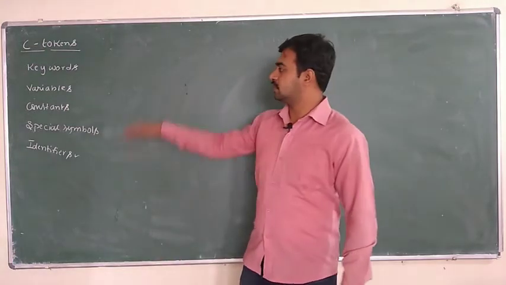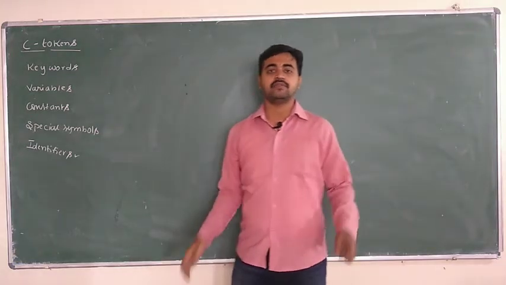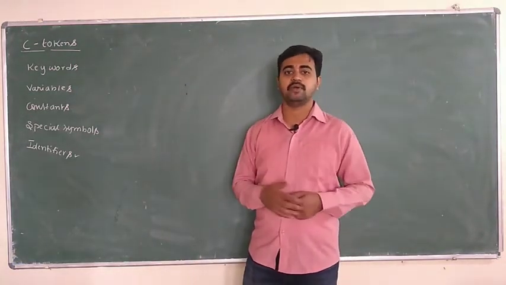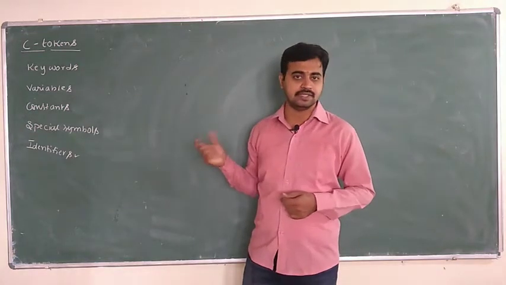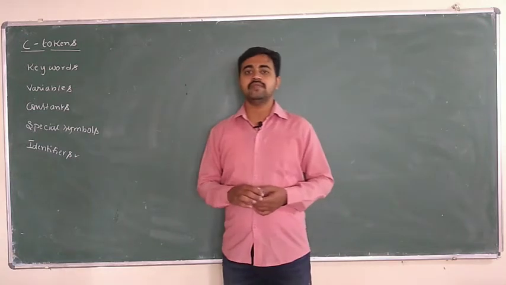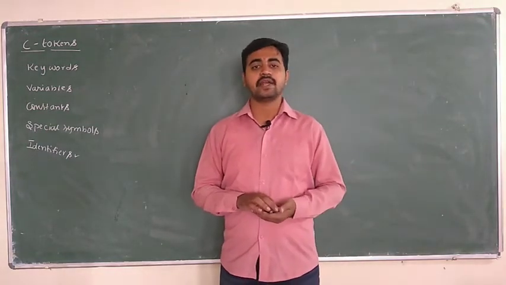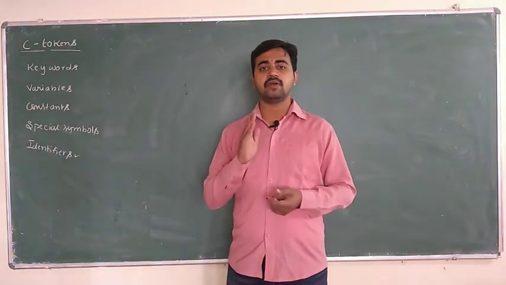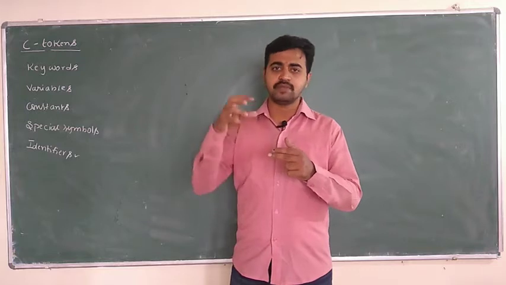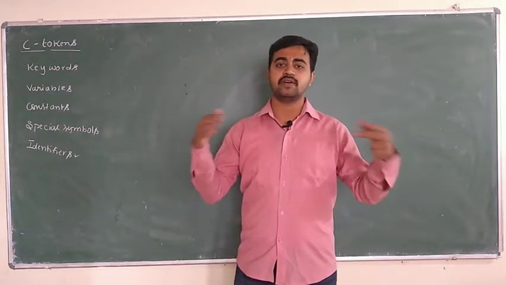We have some categories of C tokens that we have to learn. We have to understand what the parts of a C token are. The first is keywords. Keywords are also called reserved words. While writing a C program, we come across some words which have to be used with some reserved meaning. So there are some names which have their own meaning.